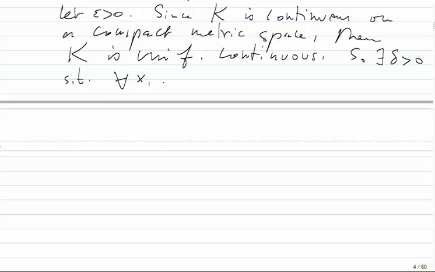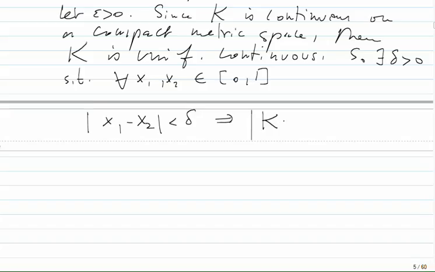for every x1, x2 in [0, 1], absolute value x1 minus x2 less than delta will imply K of x2y minus K of x1y is less than epsilon. In fact, what's going to happen in the proof is that we'll keep it for the time being in epsilon, but you see that we may have to adjust epsilon a little so we can get epsilon at the end, but that's fine.